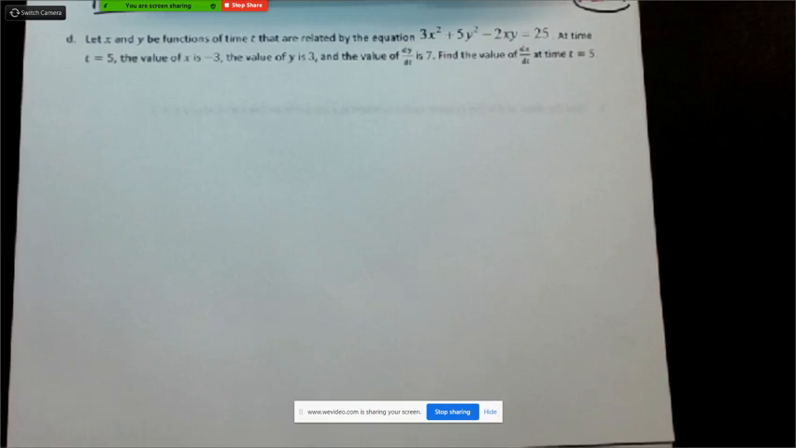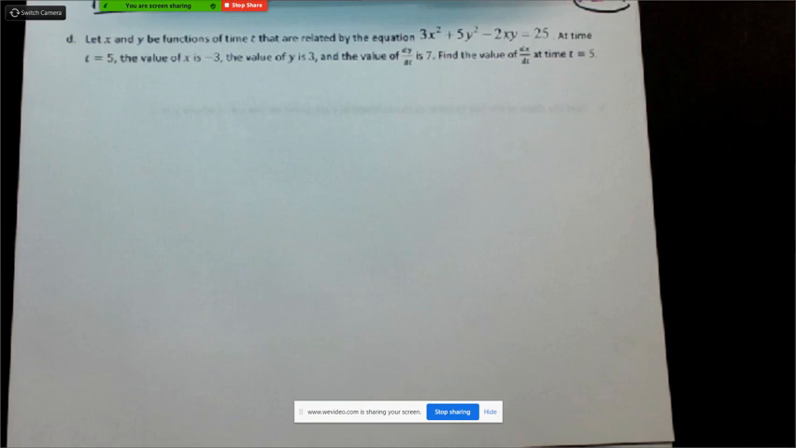All right. Rosie, let's read. Times t, yeah. Are divided by the equation 3x squared plus 5y squared minus 2xy equals 25. At time t equals 5, the value of x is -3, the value of y is 3, the value of dy over dt is 7. Find the value of dx over dt at time t equals 5.